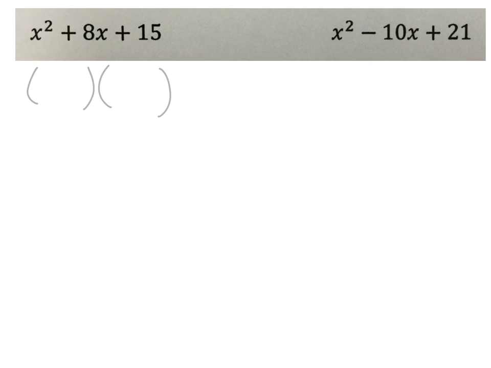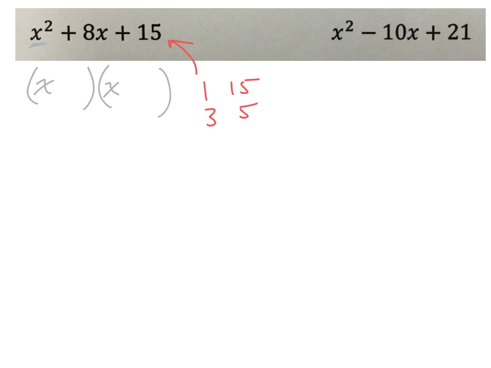First off, we're going to focus in on this x squared term. The only factors of x squared happen to be x and x, so we're going to get that right off the bat. 15 has factors of 1 and 15 and 3 and 5. Those are my only factors of 15. In other words, when I say factors, what numbers multiply to give me 15?